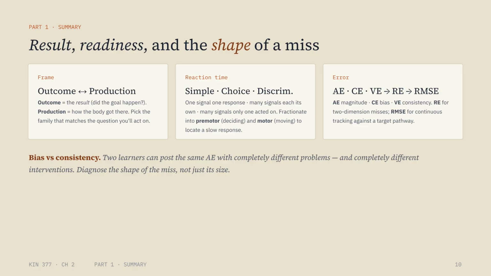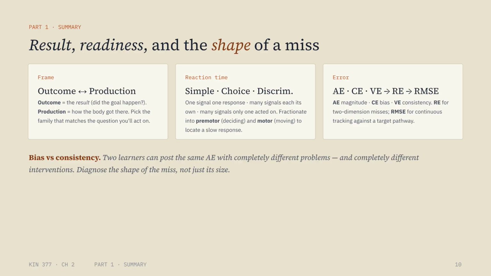First, the 2-category framework. Outcome, the result, versus production, how the body got there, mapped onto the 3 levels of analysis from Chapter 1. Second, reaction time. 3 flavors: simple, choice, discrimination, measuring different cognitive loads. Plus fractionation, splitting RT into premotor, the thinking half, and motor, the moving half. Third, the error family. AE for magnitude, CE for direction, VE for consistency in one dimension. RE plus a qualitative read of the shot grouping for 2 dimensions.